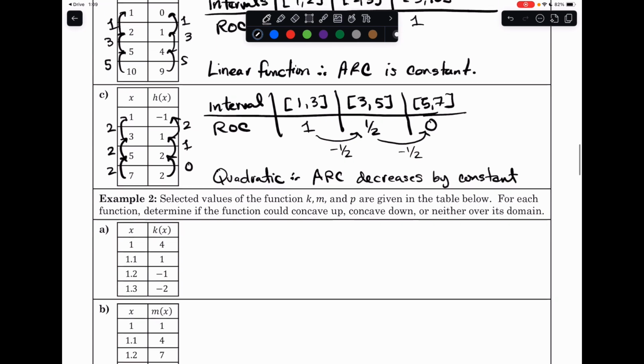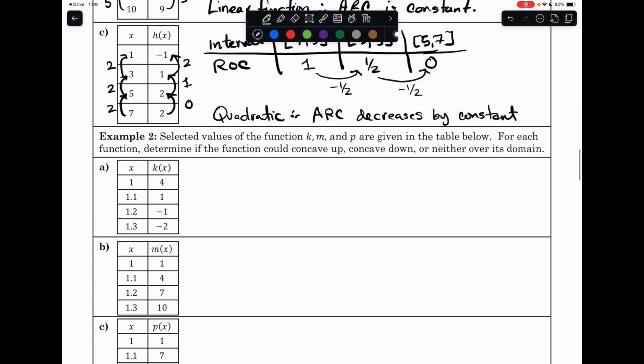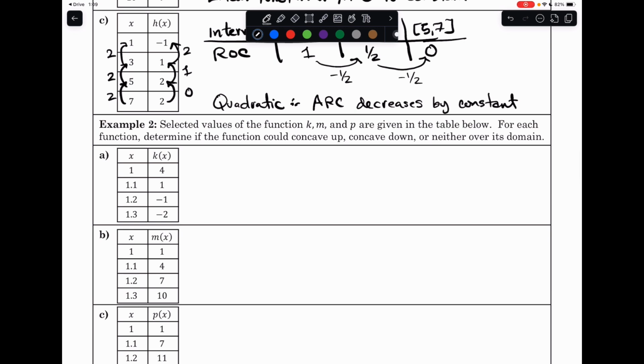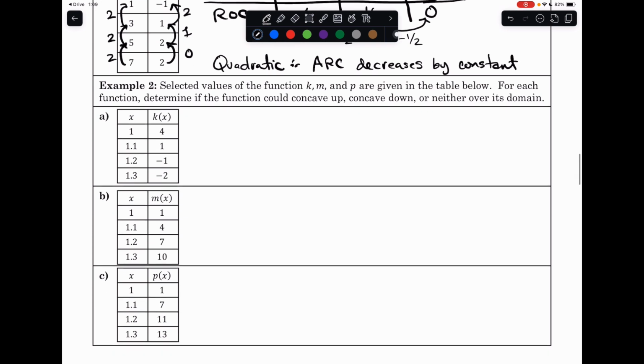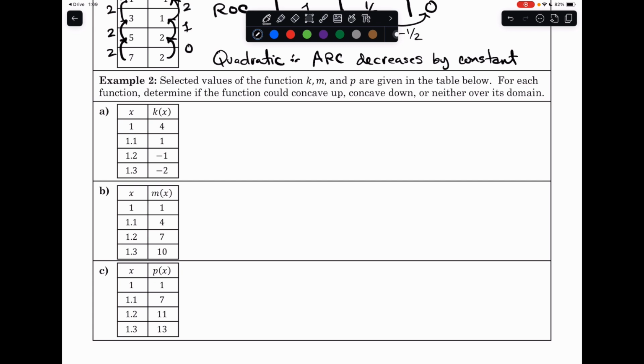So let's use that idea again. Selected values for the functions k, m, and p are given in the table below. For each function, determine if the function would concave up, concave down, or neither over its domain. So we have selected values of these three different functions. So let's start off with function k. All right, function k, letter A. And let's see if it's going to concave up or down.